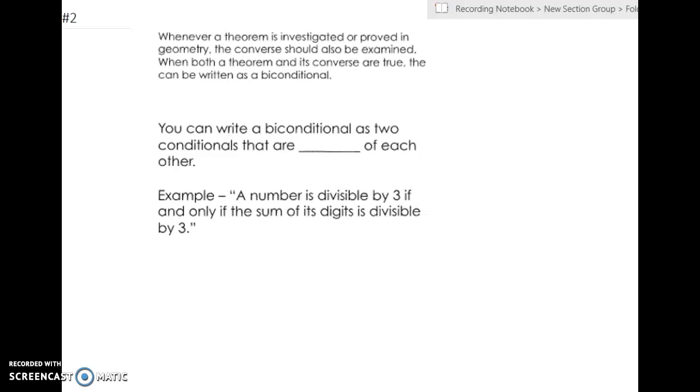So kind of the inside of this flap, when we turn it over, you see this page here. So it says, whenever a theorem is investigated or proved in geometry, the converse is also examined. When both the theorem and the converse are true, we can write it as a biconditional statement, which we already put on the page before. Okay, so when we write a biconditional statement, it is two conditionals that are converses of each other. Remember, the converse and the conditional have to be true.